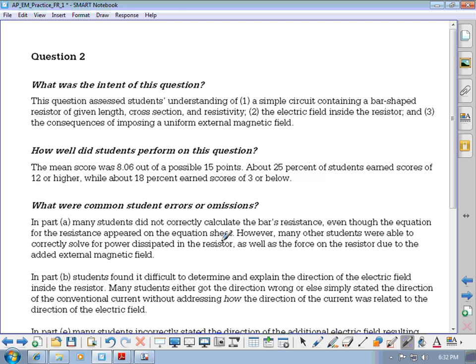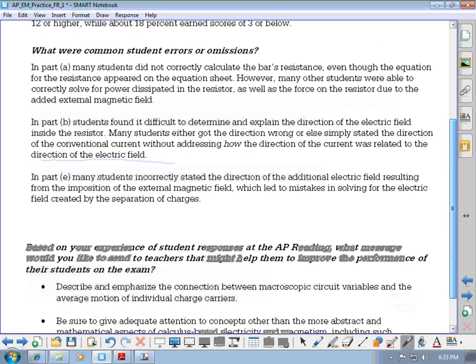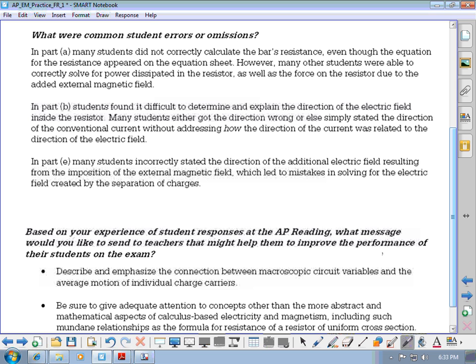But you needed specifically to say the current is flowing that way and the electric field points in the direction of the force on the positive charge. So you needed to specifically address how the direction of the current was related to the direction of the electric field. That the electric field is what pushed the charges through the circuit. In part E, many students incorrectly stated the direction of the additional electric field resulting from the imposition of the external magnetic field, which led to mistakes in solving for the electric field.